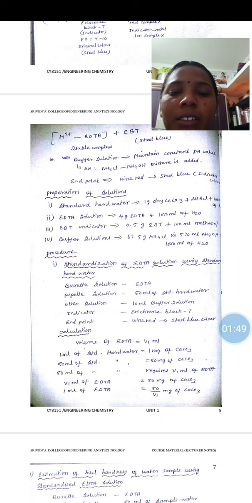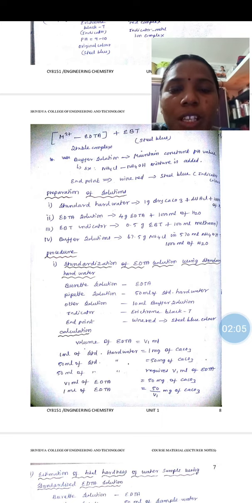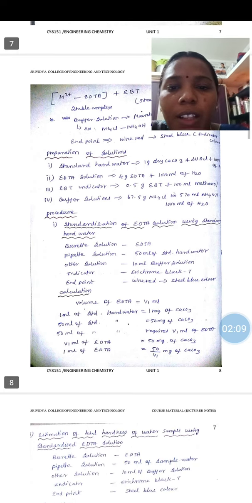Then there are four solutions needed for this experiment. The first is standard hard water, the second is EDTA solution, the third is EBT indicator, and the fourth is buffer solution. You have to prepare these solutions with known concentrations, and then the procedure starts.